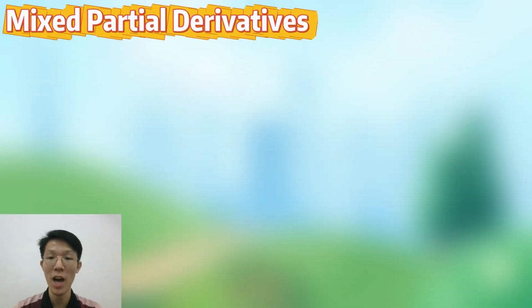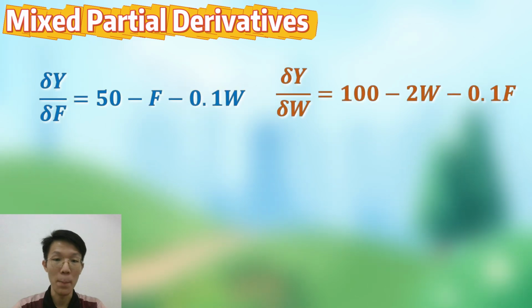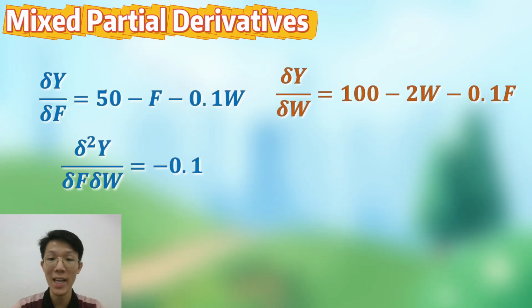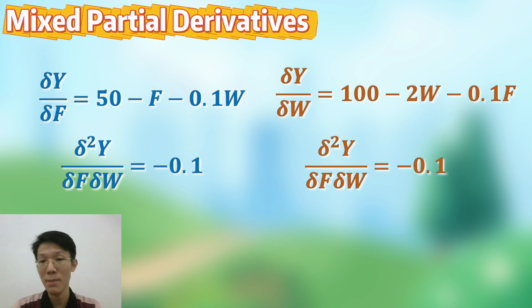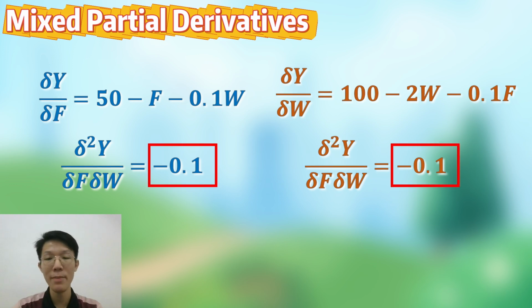After that, find the mixed partial derivatives with respect to the other variables. For the first one, the partial derivative with respect to F, then with respect to W, we get -0.1. On the other hand, the partial derivative with respect to W, then with respect to F, we also get -0.1. As expected, the two answers are exactly the same.